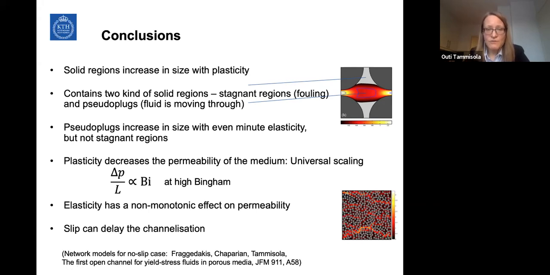And then we studied also the effect of slip, and it can delay the channelization to higher Bingham numbers, especially in the cases where the porous medium is very packed. And if someone is interested in this channelization in particular, then we also have in the same JFM issue another study where we try out a simple network model for the no slip case. It wasn't possible to extend it for the slip case, but for the no slip case, we got very good results by predicting the first open channel when you start increasing the pressure drop over the porous medium.